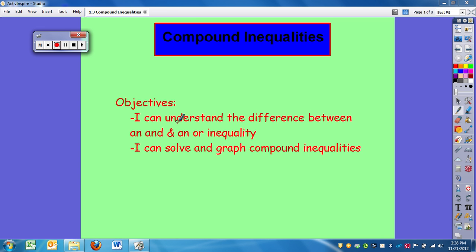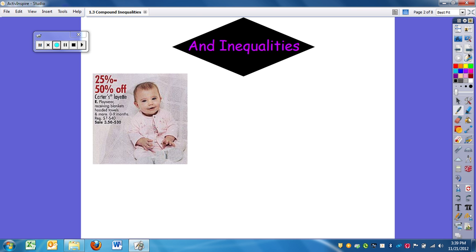So in this video, we're going to learn about compound inequalities. It'll be very similar to the inequalities that you learned in the last video. By the time you're done, you can understand the difference between an "and" and an "or" inequality, and you can also solve and graph a compound inequality.